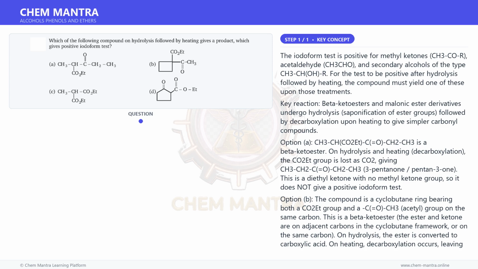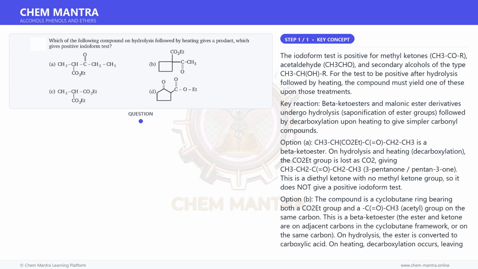The iodoform test is positive for methyl ketones, CH3-CO-R, acetaldehyde, CH3-CHO, and secondary alcohols of the type CH3-CH(OH)-R. For the test to be positive after hydrolysis followed by heating, the compound must yield one of these upon those treatments. Key reaction: beta-ketoesters and malonic ester derivatives undergo hydrolysis, saponification of ester groups, followed by decarboxylation upon heating to give simpler carbonyl compounds.